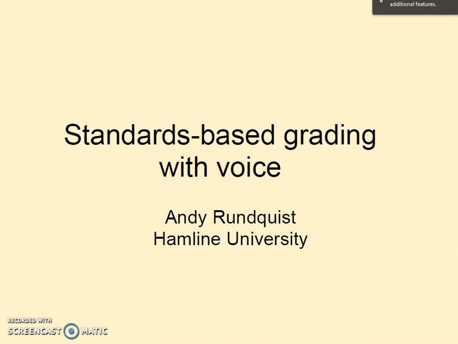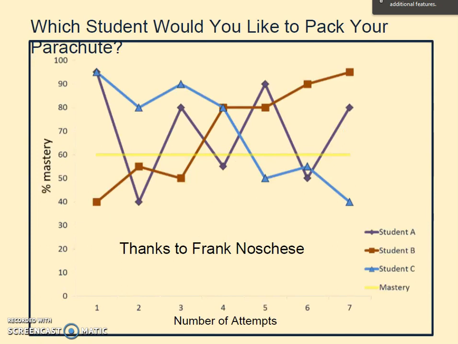So I'm going to pose the following question to you. If you had the following students and you could only choose one of them to pack your parachute that you're going to be jumping out of an airplane from, which one would you choose? Now, the interesting thing about this is if you look at the average, all three of these students have the same average. The average is above mastery, but stop, think for a minute, pause the presentation if you want. Which one of these students would you want to pack your parachute?